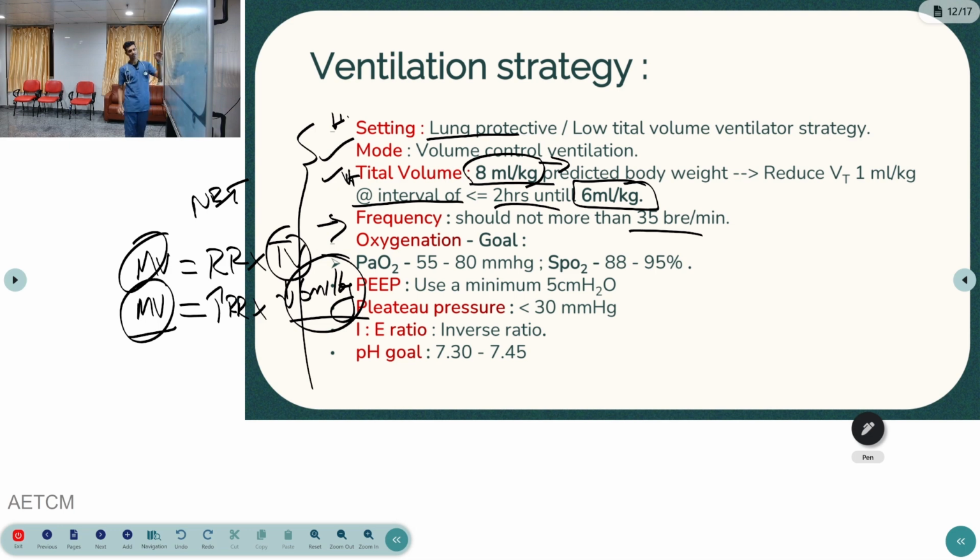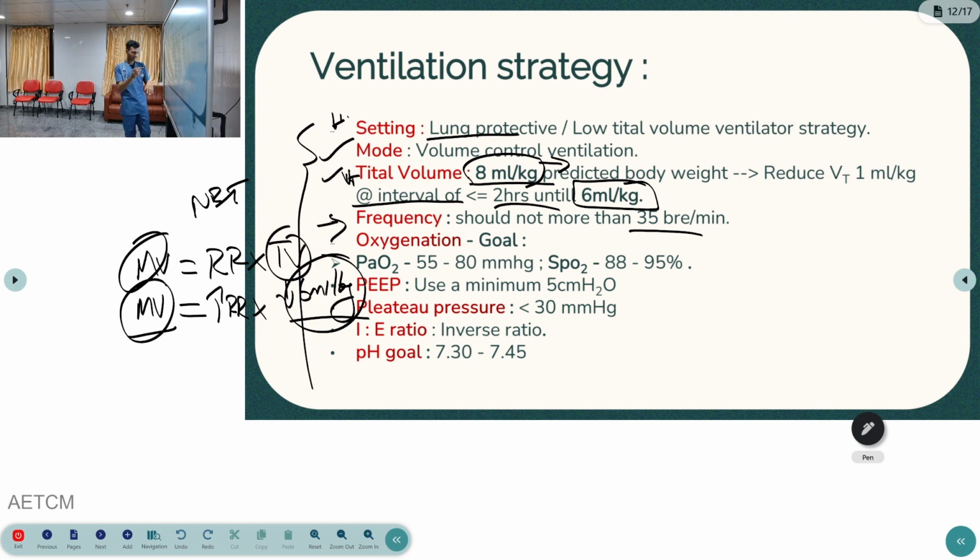That is the concept behind keeping the high respiratory rate, or high frequency, in the ARDS condition. Oxygenation goals wise, we have to keep the PaO2, partial pressure of arterial oxygen, at 55 to 80 mmHg. If you are measuring SpO2, it means 88 to 95%. PEEP wise, positive end expiratory pressure, you have to use a minimum of 5 cm H2O.